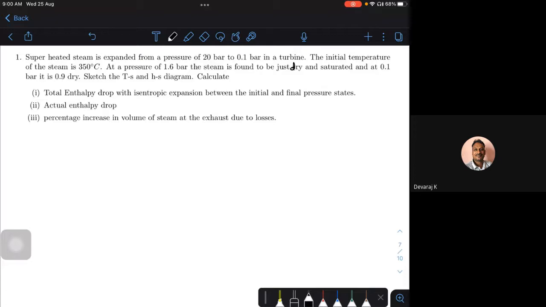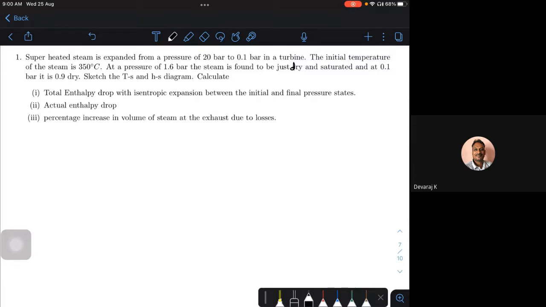Sketch the Ts and Hs diagram and calculate the total enthalpy drop with isentropic expansion between the initial and final pressure states, the actual enthalpy drop, and the percentage increase in the volume of the steam at the exhaust due to losses. Okay, so the same problem we can solve.